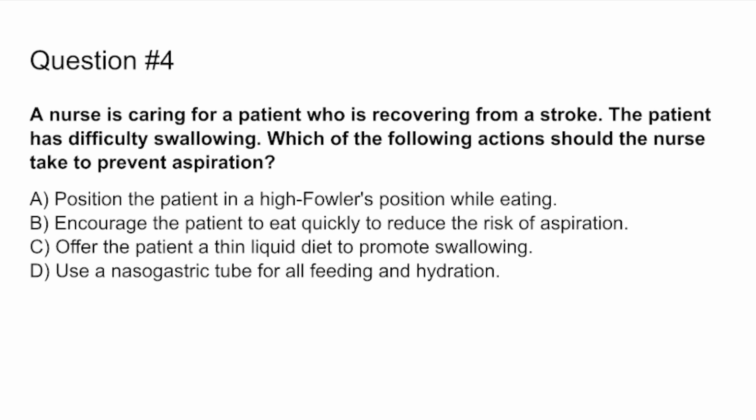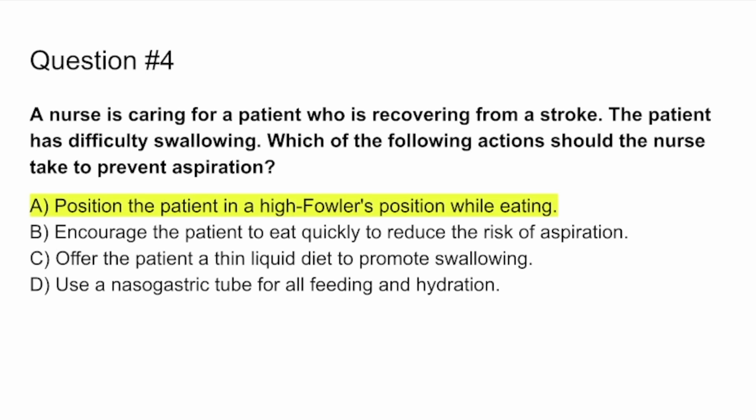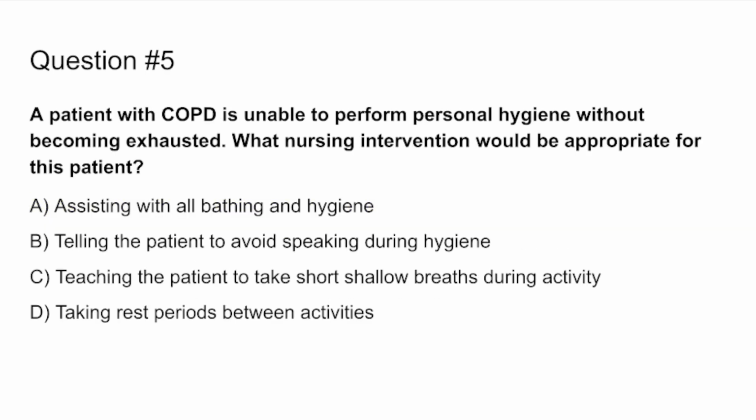So the question asks to prevent aspiration, right? So D is kind of irrelevant, especially since we don't know if this patient even has an NG tube present. So obviously the answer here is going to be A, position the patient in high Fowler's position while eating. When they're lying down, more than likely they're going to struggle to swallow that food, but when they're sitting up, they can take that food down more easily. So the risk of them aspirating is going to be lowered.